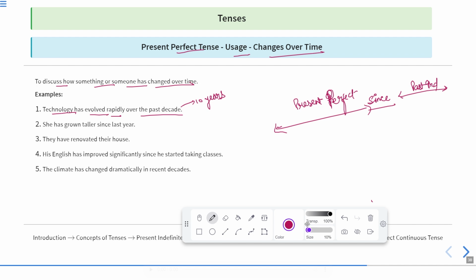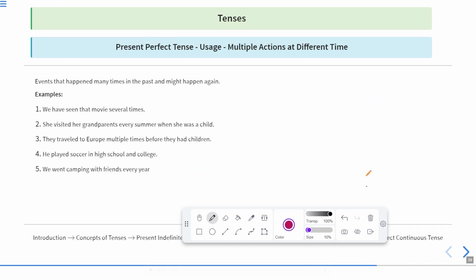Okay, it means subject plus has or have plus third form. They have renovated their house. Okay, the climate has changed dramatically in recent decades. Okay, so all these sentences should be written in present perfect tense. Now let us move to the next one.